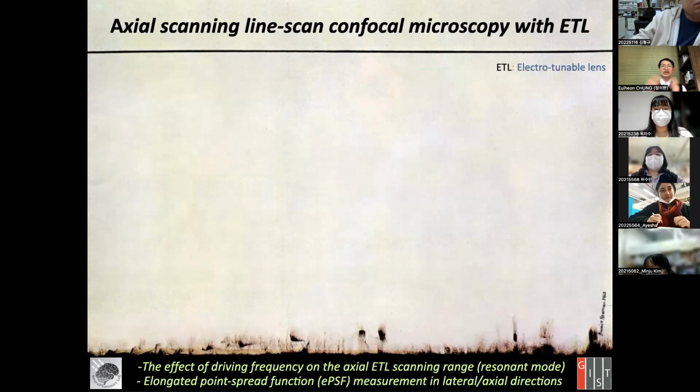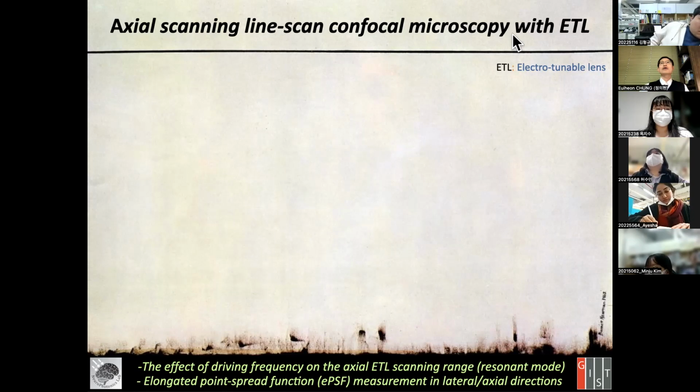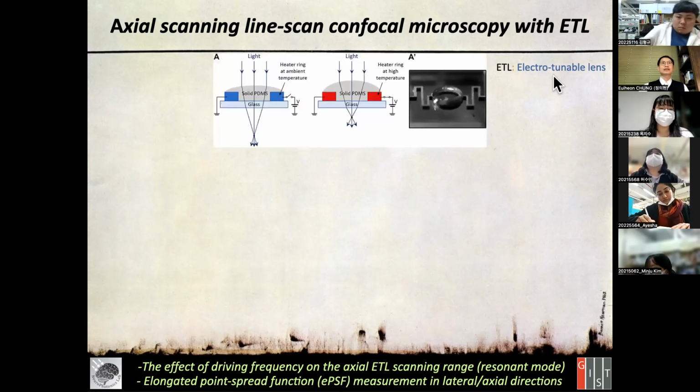So now let me change gears a little bit from the speckle, and the issue of the previous presentation is limited by the two-dimensional space of flow. We have been considering that the actual blood flow inside the brain is three-dimensional. So how can we go deeper than the surface flow? Here comes our idea: axial scanning by line scan confocal microscopy with ETL, where ETL stands for electrotunable lens.